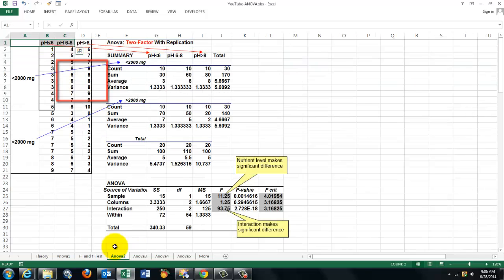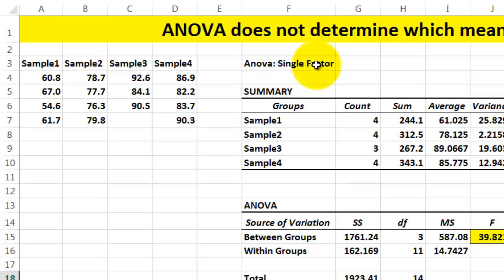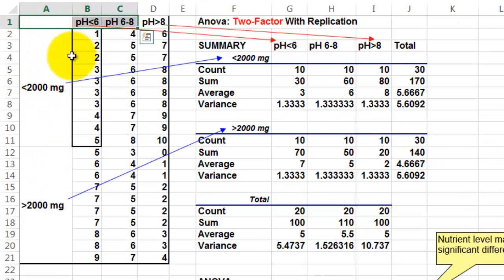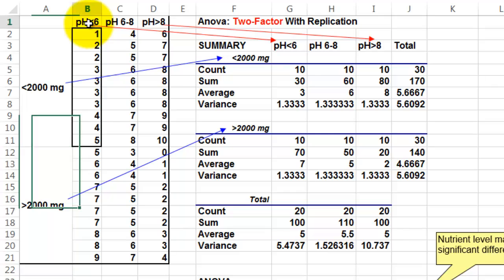So now, how do you get that ANOVA result? So far, I have been doing a single factor analysis. This time I have 2 factors. I have a nutrient level, and I have a pH level. So I need a two-factor analysis.